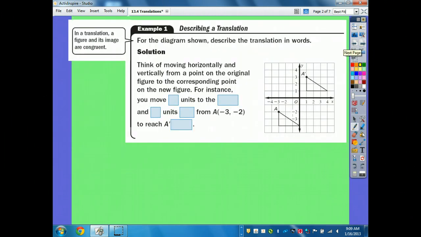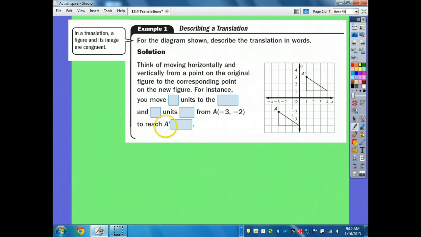All right, example 1, describe a translation. And over here it says, in a translation, a figure and its image are congruent. So for the diagram shown, describe the translation in words. Think of moving horizontally and vertically from a point on the original figure to the corresponding point on the new figure. For instance, you move how many units to the what and how many units to the what from A (-3, -2) to reach A'.